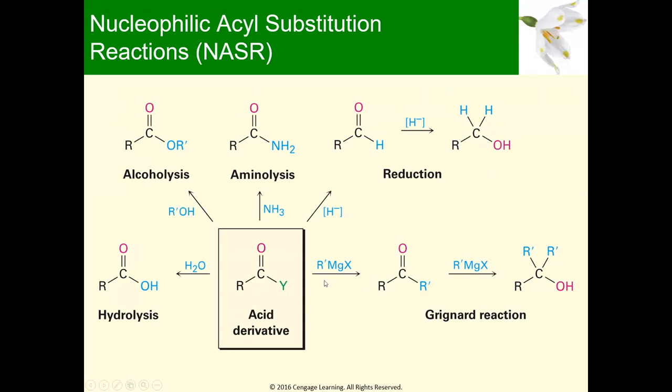Or you can react it with those Grignard reagents that we described earlier in the course. And you can also get a substitution reaction where the Y group gets substituted with the R group that was part of the Grignard reagent. Or if you react it again with another equivalent of Grignard reagent, you get a tertiary alcohol. Okay, so that's what we're going to do today and tomorrow, and probably even Wednesday, is talk about these kinds of reactions.